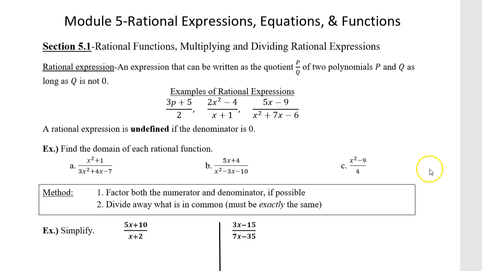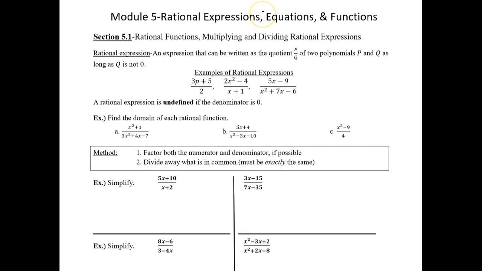Hello again. In this video we're going to be talking about finding the domain of a rational function. So first off, what is a rational expression? A rational expression can be written as a quotient of two polynomials. So one polynomial being divided by another polynomial, where the bottom, or the denominator here, is not 0.